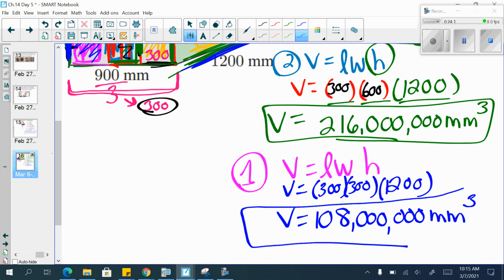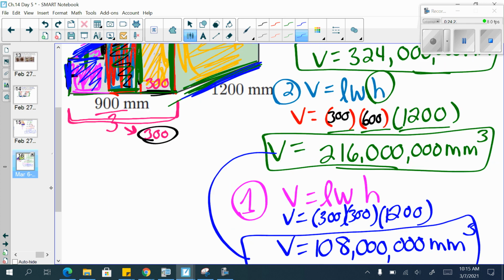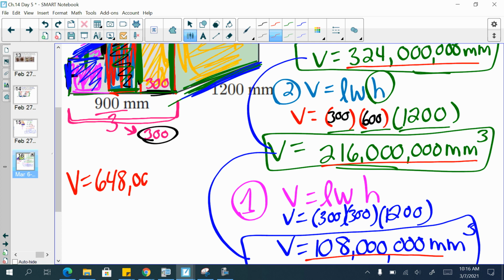Okay, so remember the volume of the whole figure will be the sum of all 3 of these volumes now. So what will the final answer be? So when you add all of these numbers together, 324 million plus 216 million plus 108 million, you should get 648 million cubic millimeters.